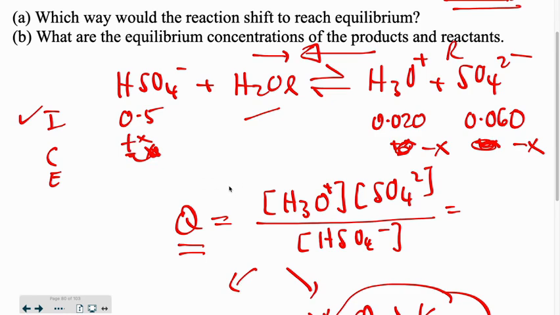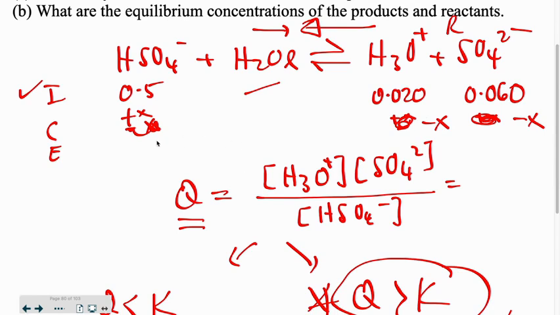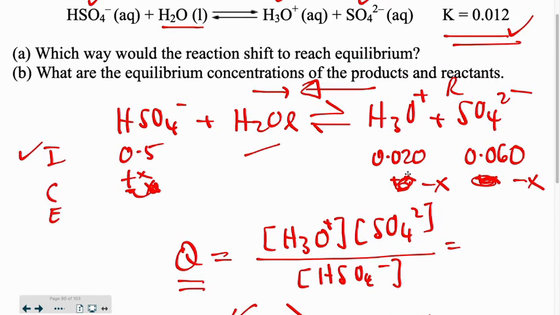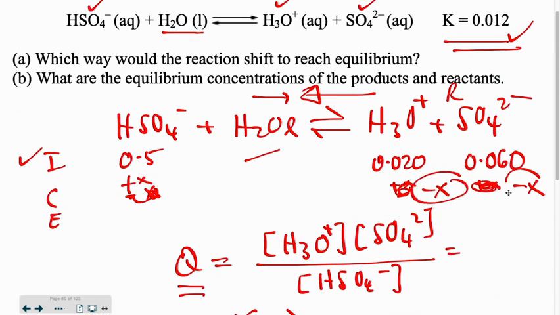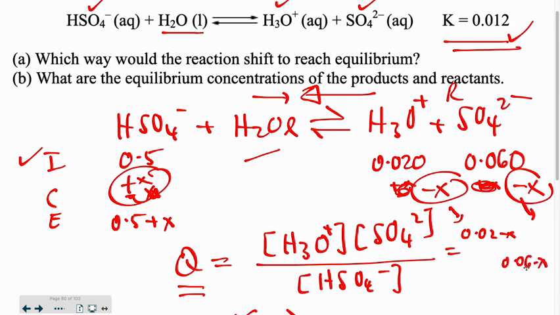Now, where a lot of kids make mistakes is once I set up my equilibrium expressions here, the equilibrium concentrations. So in this case, if my Q was bigger than my K, which means that my reaction is going left, these are my reactants now, and this is my product here. At equilibrium, I will have 0.5 plus X, and at equilibrium here, it's a little bit messy, 0.02 minus X, and this would be 0.06 minus X.